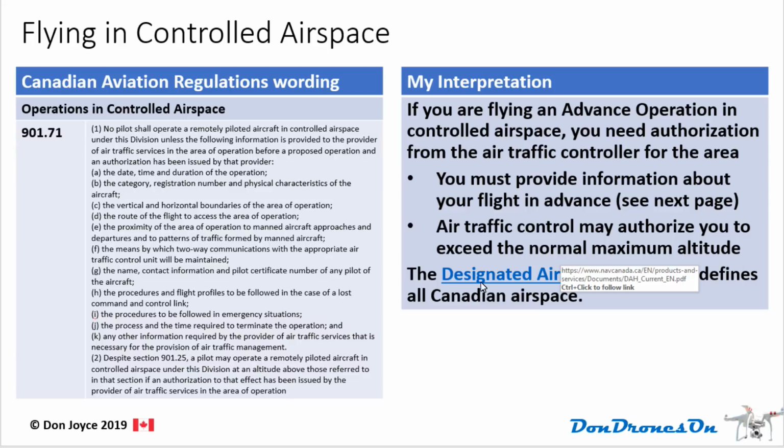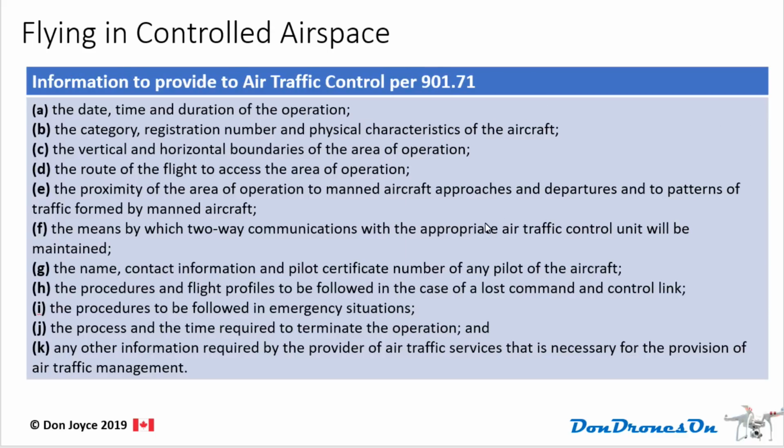And incidentally, the designated airspace handbook, here's a link here, it's a PDF, defines all of Canadian airspace, so you can tell where airspace is and isn't and things like that. Here's the information you need to provide to air traffic control according to Rule 901.71.